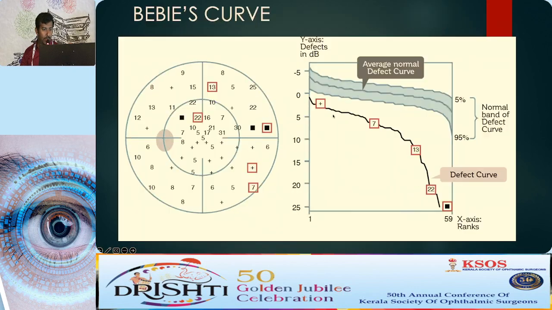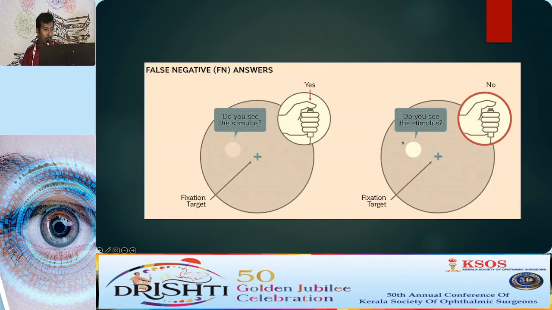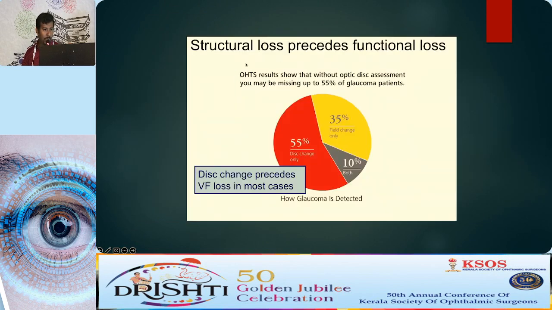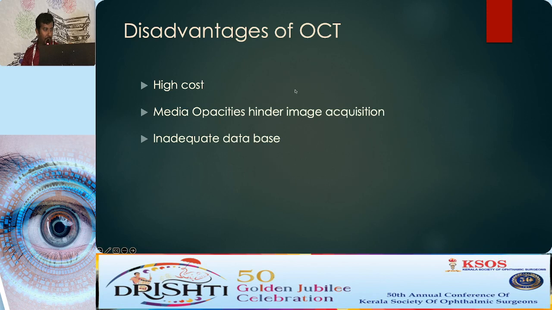Okay, so that is what it looks like, and it gives you the Bebie's curve so that you can see the defect curve there. So that is what it looks like, and we'll go on to OCT quickly because visual field has poor repeatability and reliability. OCT, because structural loss precedes the functional loss, but functional loss is what is more important.